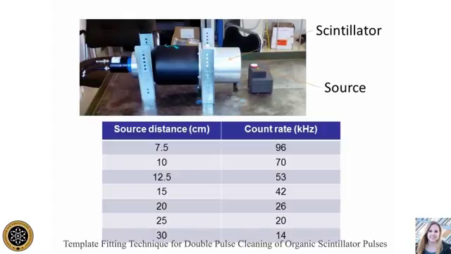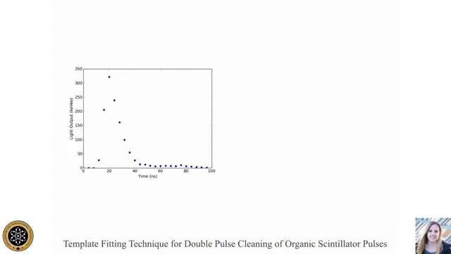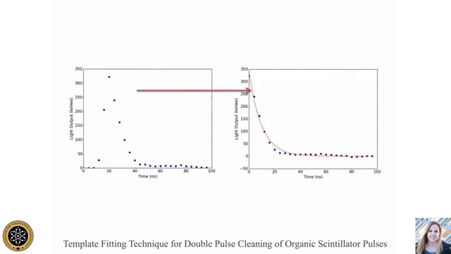Here's a picture of my experiment. I varied the distance of the source to the detector so that I could get different count rates. I wanted the different count rates because then I would have different double pulse probabilities. I did this so I could test my method of eliminating double pulses with data that has varying amounts of double pulses.